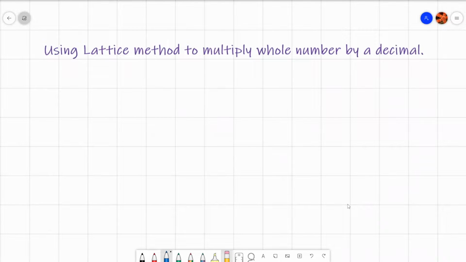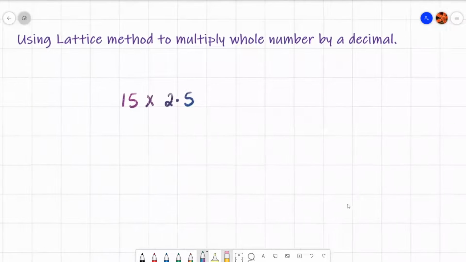Using the lattice method to multiply a whole number by a decimal. Okay, so let's use the lattice method to multiply a whole number by a decimal. Let's have a look at an example. Let's do, I don't know, 15 times 2.5.